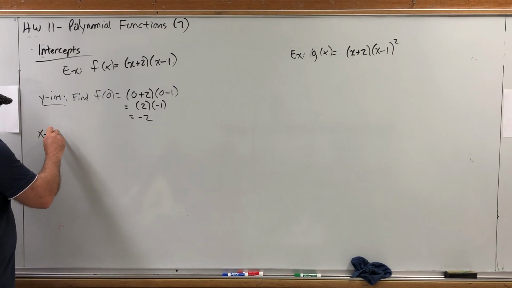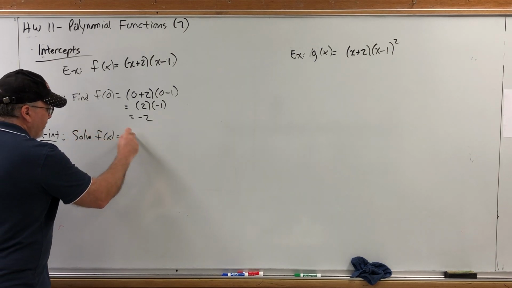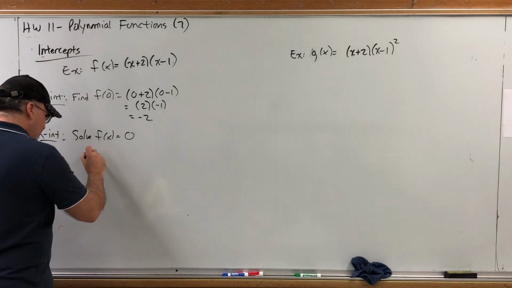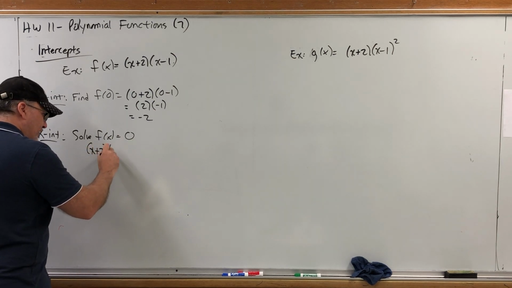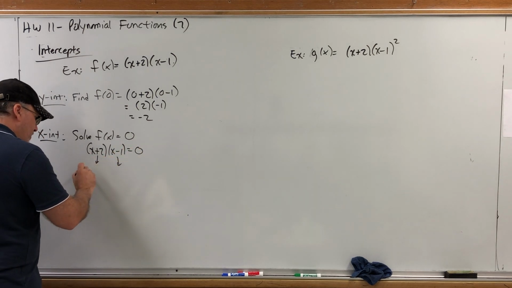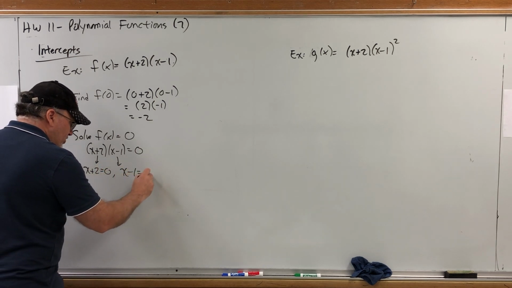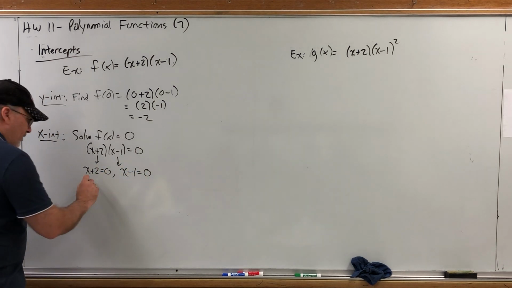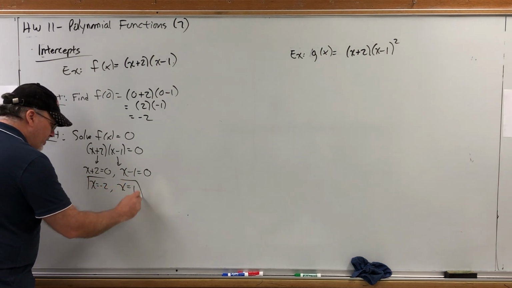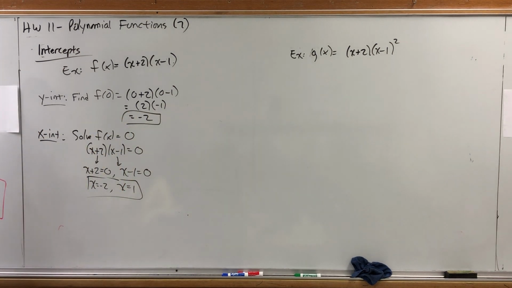To find the x-intercepts, you solve the function equal to 0. And if you'll notice, this function is already factored, which is going to make solving easier. x plus 2 times x minus 1 is equal to 0. So we set each factor equal to 0. x plus 2 is equal to 0. x minus 1 is equal to 0. And when we solve both of those, we get x equals negative 2 and x equals 1. So we've got our y-intercept and we've got two x-intercepts.